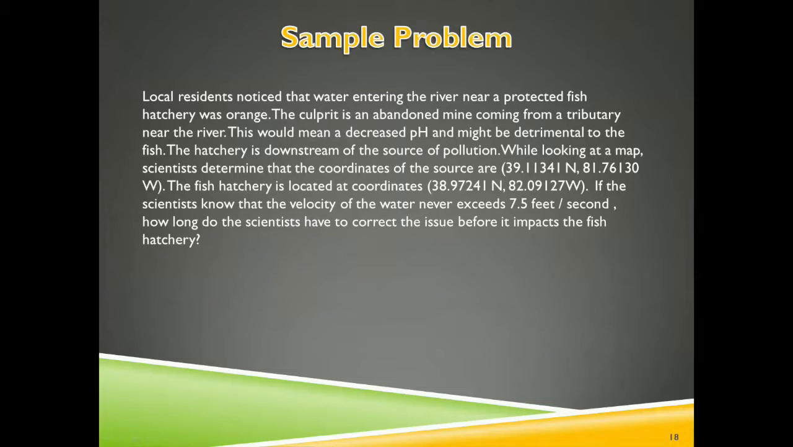While looking at a map, scientists determined that the coordinates of the source are 39.11341 north and 81.76130 west. The fish hatchery is located at coordinates 38.97241 north and 82.09127 west. If the scientists know that the velocity of the river water never exceeds 7.5 feet per second, how long do the scientists have to correct the issue before it impacts the fish hatchery? Pause this video to work on this example problem. Press play when you're ready to view the solution.